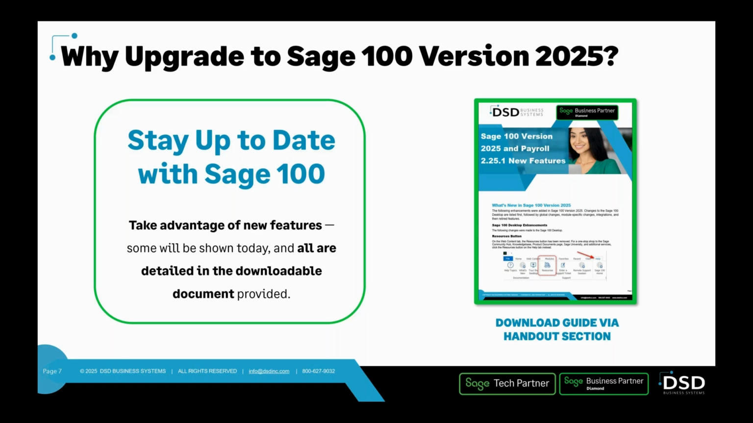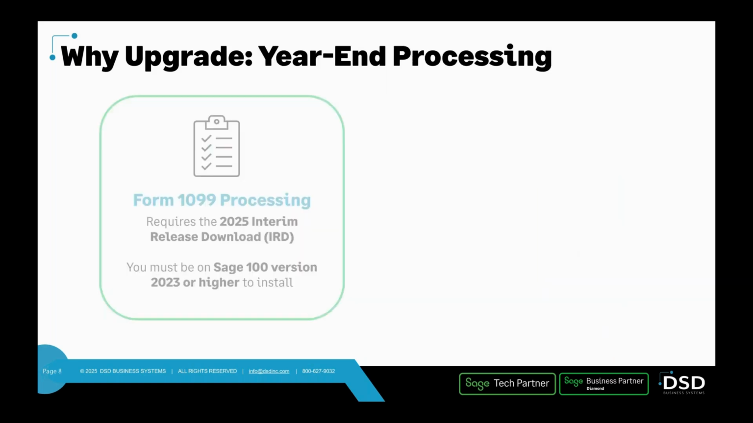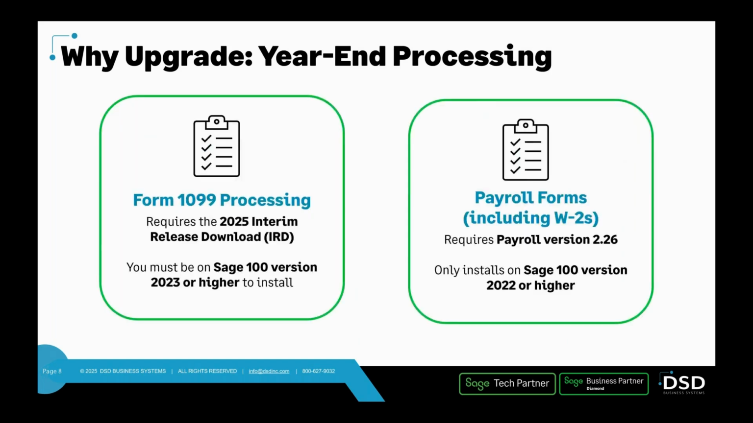One key reason to upgrade your Sage 100 system is the 1099 processing for the 2025 tax year. You'll need to install the IRD, or interim release download, to generate your 1099s. That this year will require a Sage 100 version of 2023 or higher to install. So upgrading ensures that you're ready and compliant for tax season.